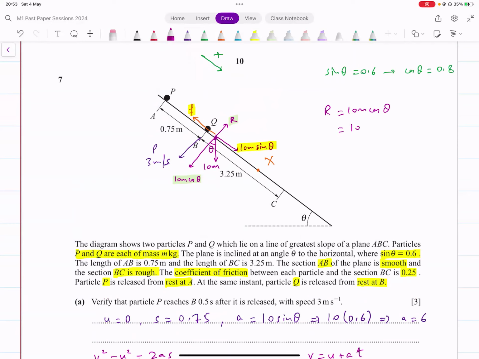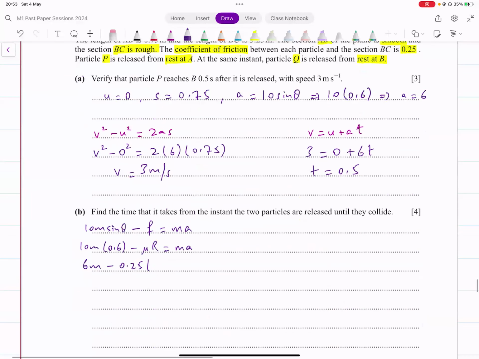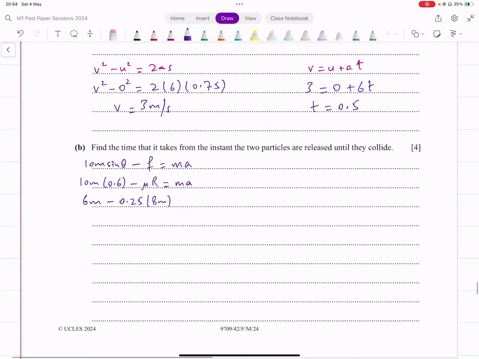That gives you 10m into 0.8. That is 8 times m. So R is equal to 8 times m. Let's put that here. 8 into m, that equals m into a. And that simplifies to 6m minus 8 into 0.25, that is 2m equals m times a. 4m equals m times a, and the value of acceleration turns out to be 4.